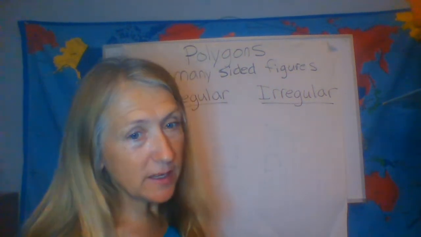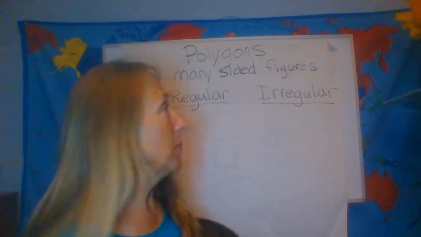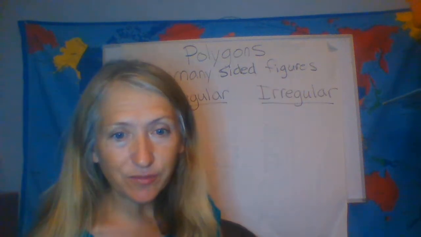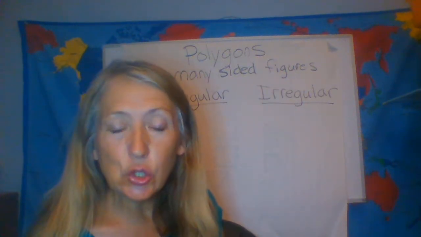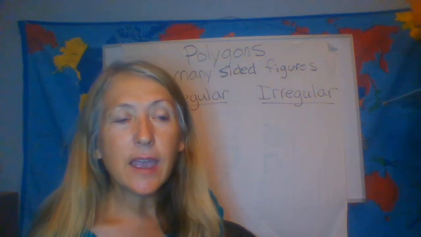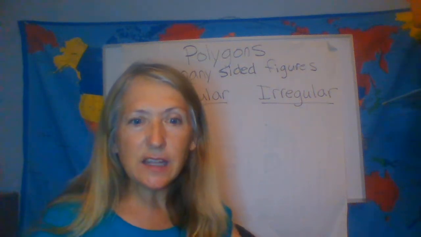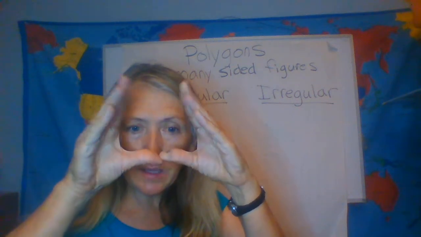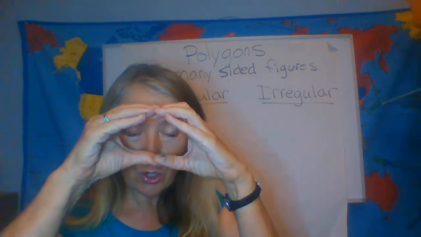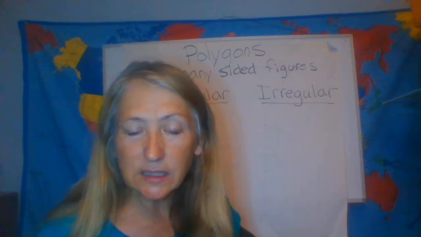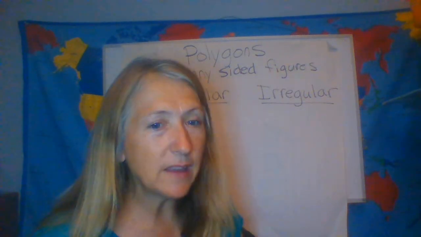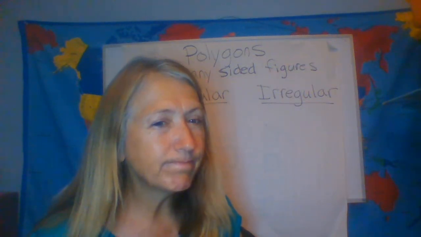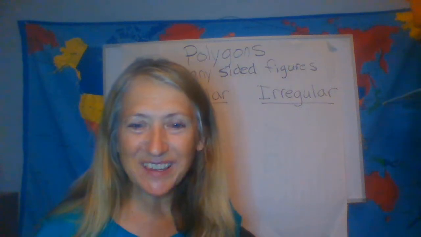So you've already studied that a polygon is a many-sided figure. It's 2D and it doesn't do things like have lines that cross. It has to be closed. It can't be open. It can't have curves. It has to be all straight lines. Anything else? Think on it if I forgot something.